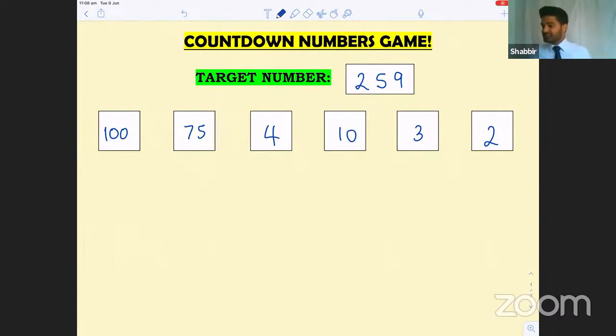Make sure you only use each number once. You don't have to use all the numbers. You're trying to make that 259.